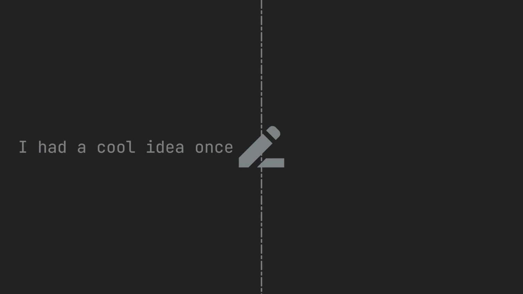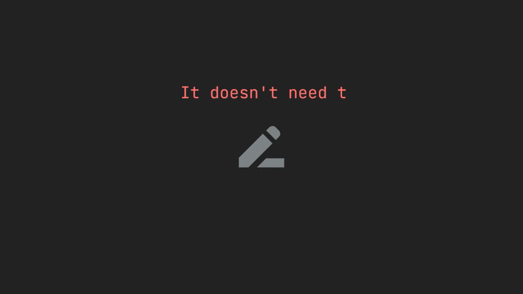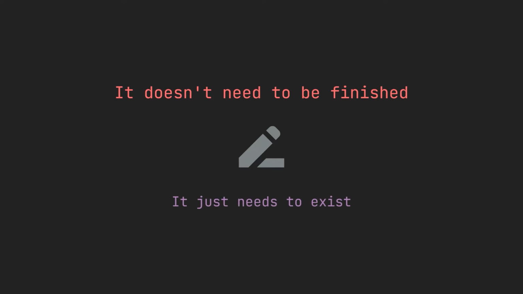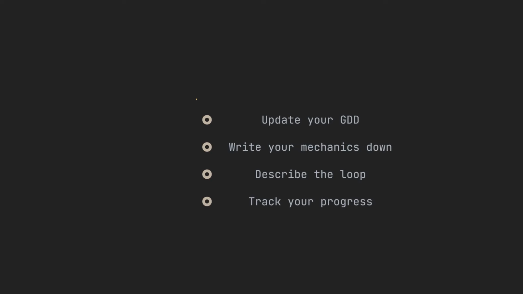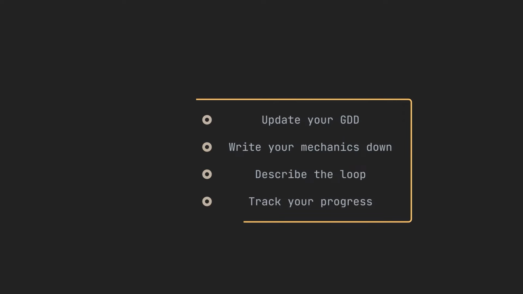A game design document is all the difference between "I had a cool idea once" and "I made a game that people actually played." It doesn't have to be perfect, it doesn't have to be finished, it just has to exist. Write your vision down somewhere. Write your mechanics down, describe your loop, track your progress, and update it as you go. This is how you build a game that is even worth finishing.